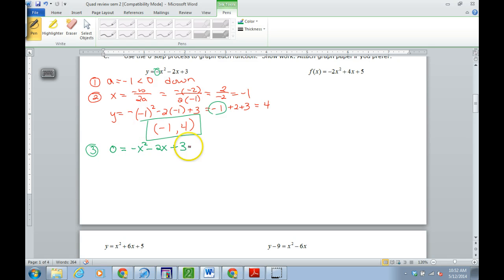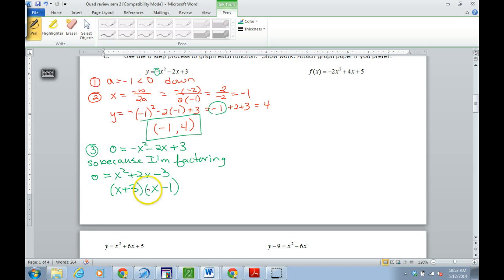So if I go to actually factor it the way I want to do it, I'm going to change my negatives to positives and my positives to negatives. Because I'm factoring by hand, it's going to be 0 equals x squared plus 2x minus 3. My factors on this are going to be x plus 3 and x minus 1. You can use the box if you need to for that one.